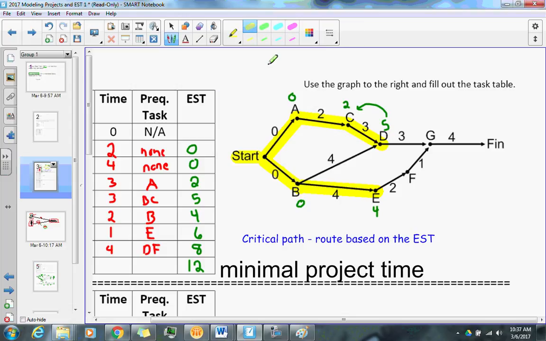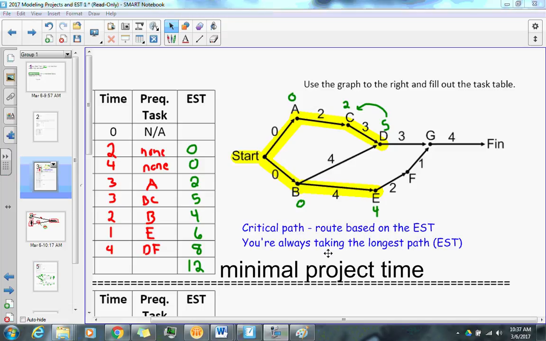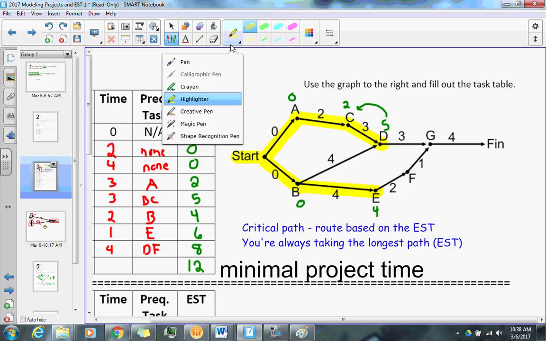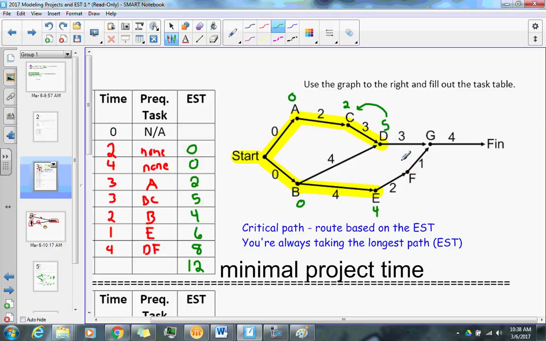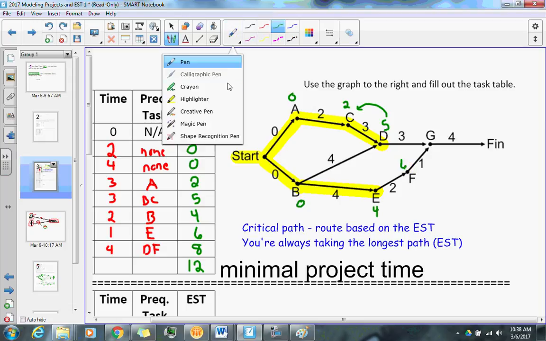Let me write this down as well. You're always taking the longest path, based off your EST. So let's keep going. E to F, that would be 6. That was not what I wanted to do. Let me try this again. So E to F, you're taking 6. Highlighting it again.